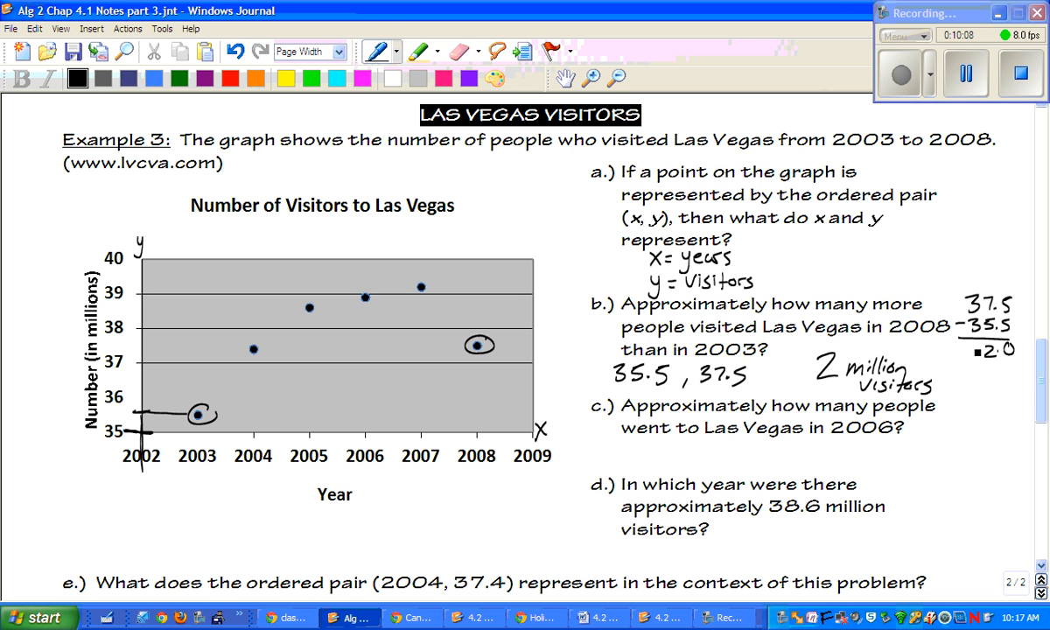Approximately how many people went to Las Vegas in 2006? So let's take a look. 2006, I would say that's approximately 38.9 million visitors, or million people, okay? And then the next one, D, is in which year were there approximately 38.6 million visitors? All right, so here we go. We're looking for anything right around there, and we get the year 2005.